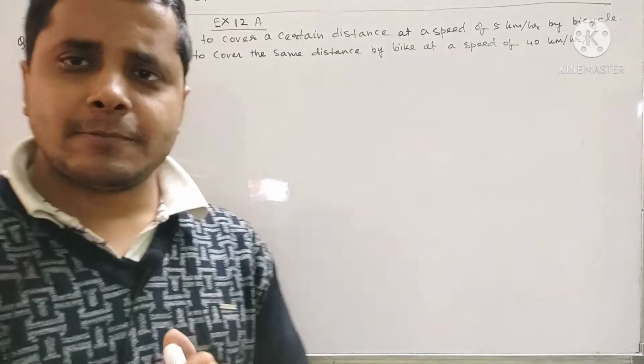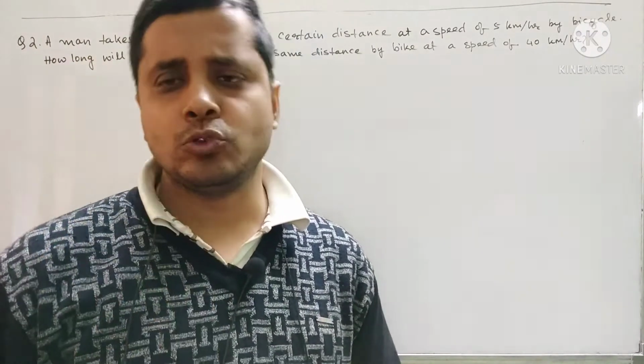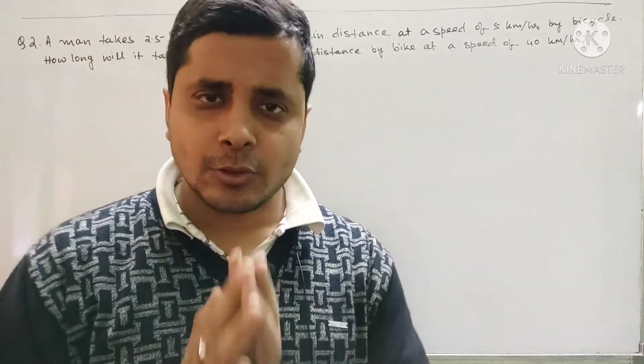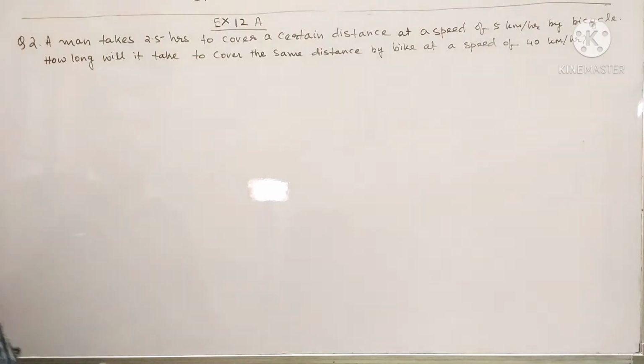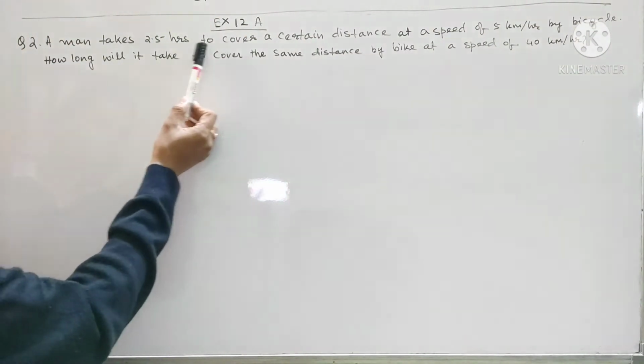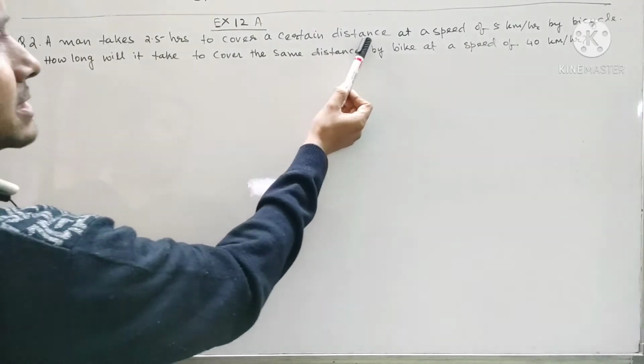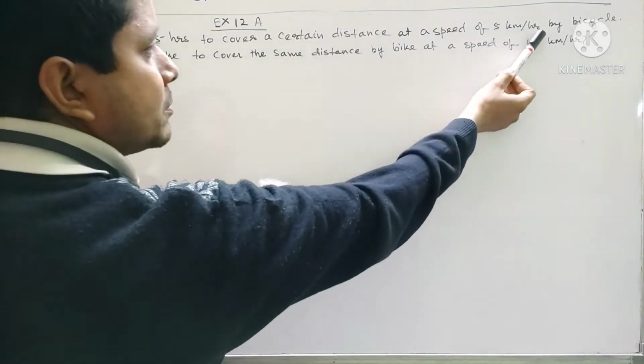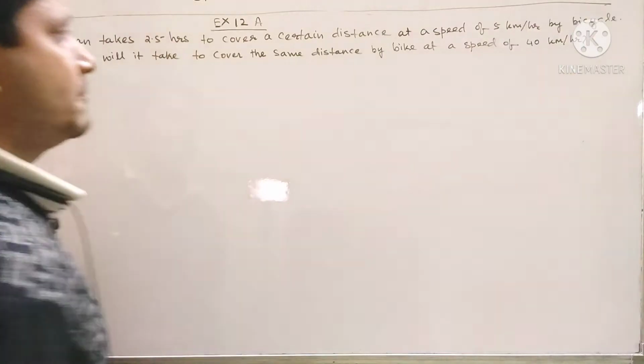So now let us solve question number 2. First we will understand question number 2. What is it saying? Question number 2 says a man takes 2.5 hours to cover a certain distance at a speed of 5 km per hour by bicycle.